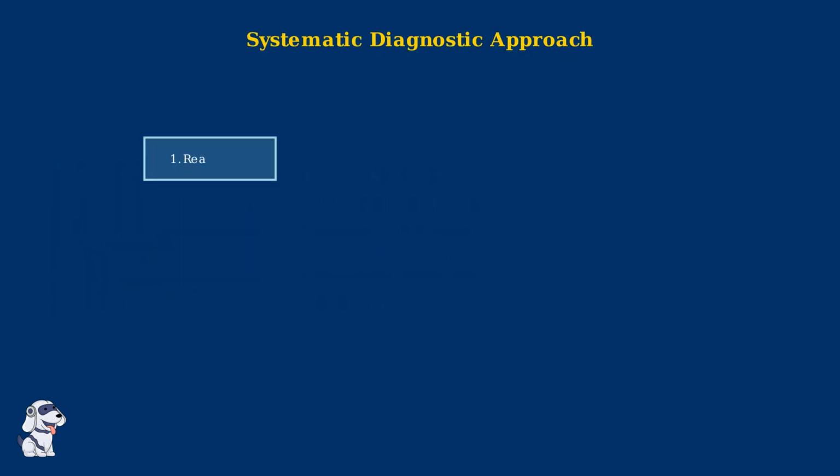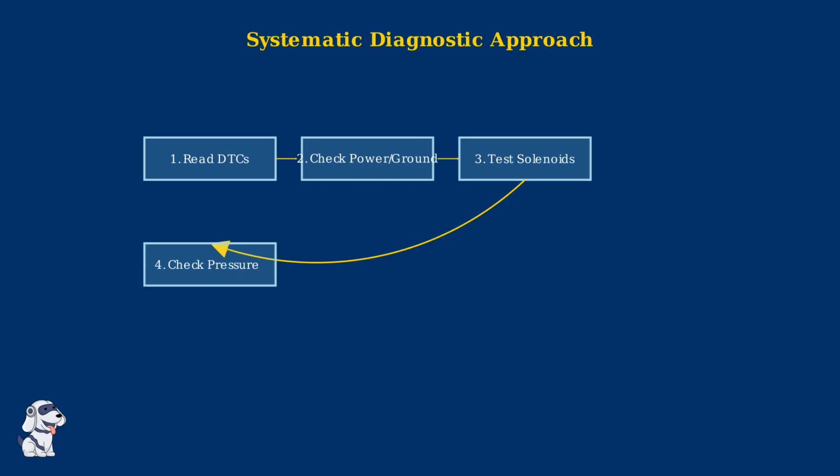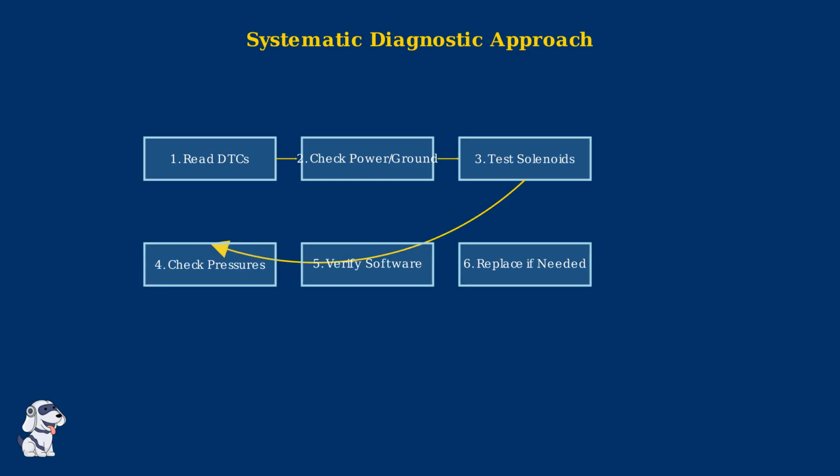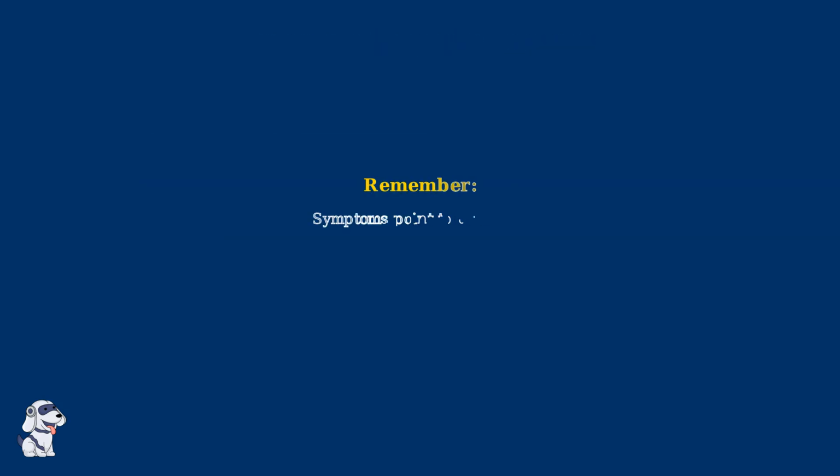Follow this systematic diagnostic approach. First, read diagnostic trouble codes, then check power and ground circuits, test individual solenoids, verify hydraulic pressures, check software versions, and only then replace components if testing confirms failure. Remember this fundamental principle. Symptoms only point to problems, but proper testing reveals the actual root causes. This systematic approach saves both time and money while ensuring reliable repairs.